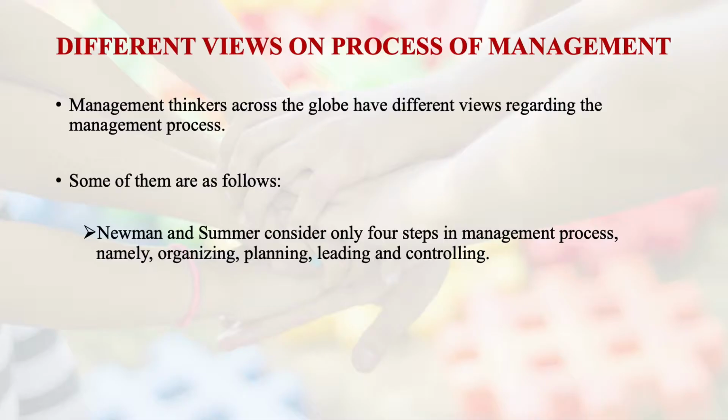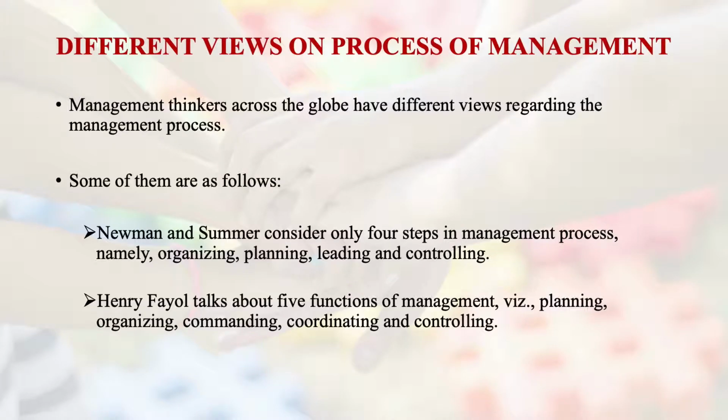Now, when we talk about Newman and Summer, they have considered only 4 elements in the management process, and these are organizing, planning, leading, and controlling. This is as per their perception. Now, if we talk about Henry Fayol, he's one of the major management thinkers, and has given 14 principles also. He talks about 5 functions of management: planning, organizing, commanding, coordinating, and controlling. So it is again as per their own views and their own perception.